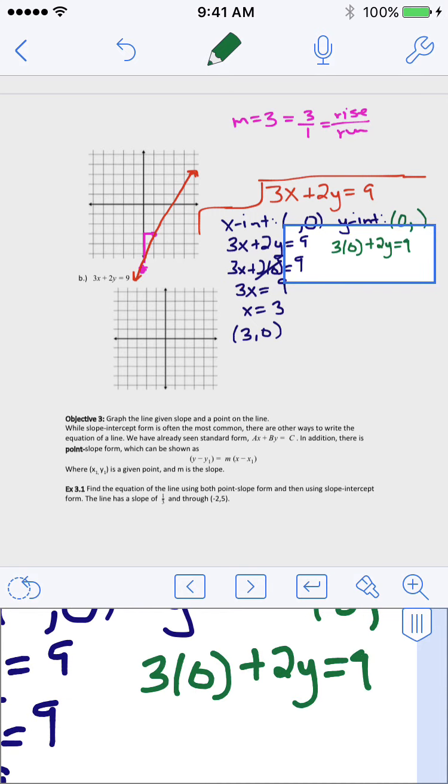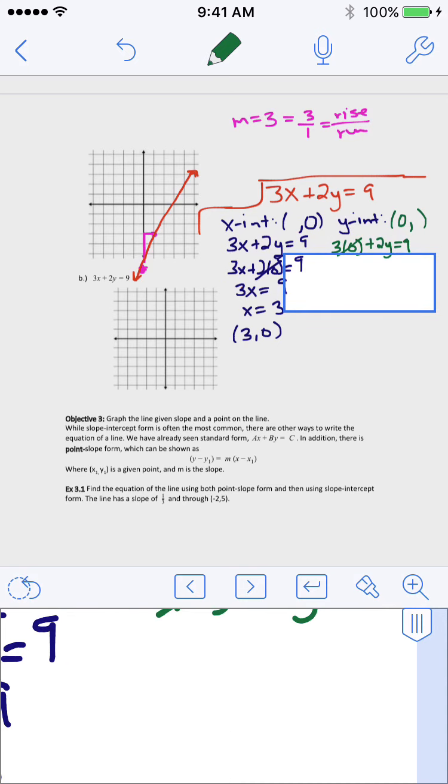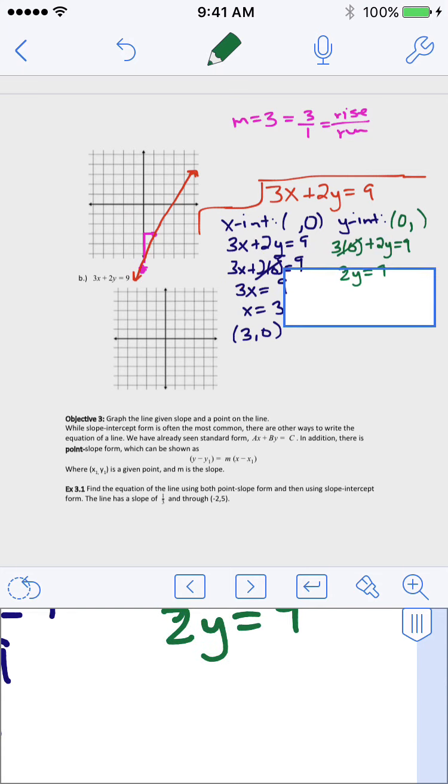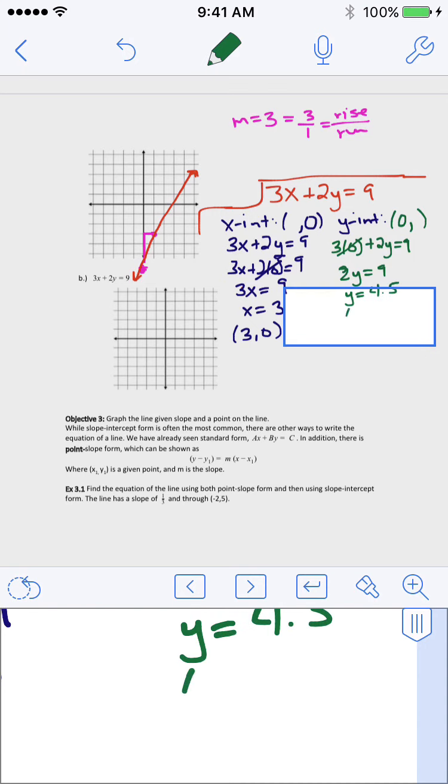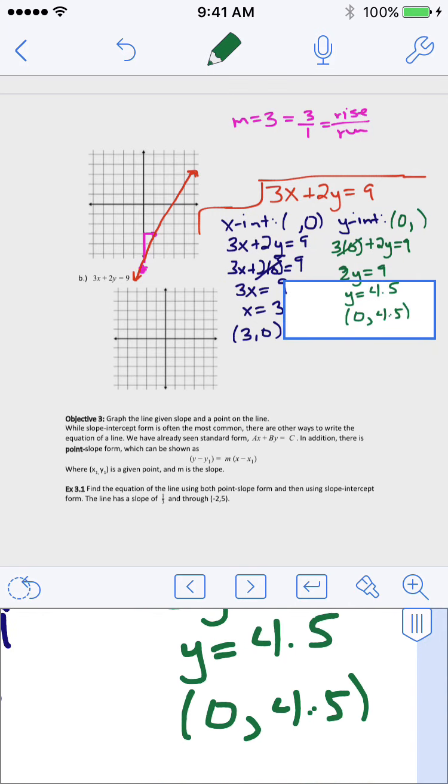Because of that, 3 times 0 goes away. So we get, I'm so sorry, not 3y, 2y equals 9, and y equals 4.5. So we get our y-intercept of 0, 4.5. And remember not to switch those. Just because you found 4.5 doesn't mean it's 4.5, 0. We still need it in this form: 0, 4.5.